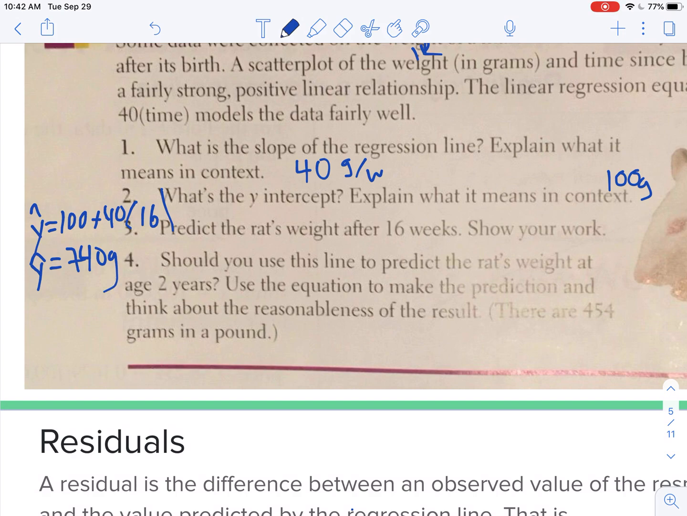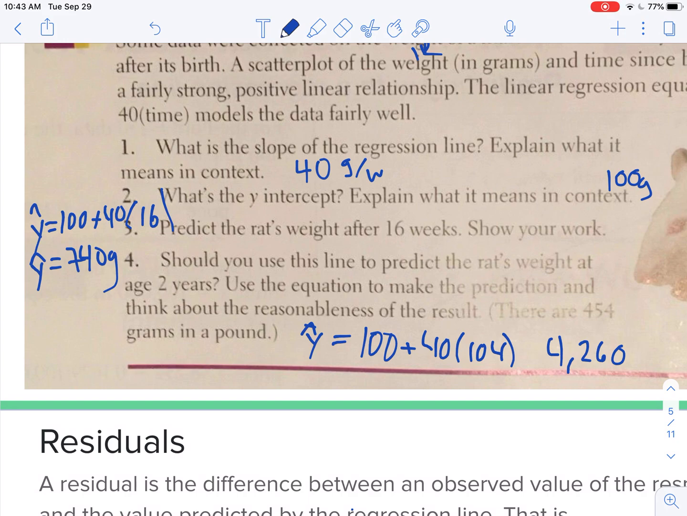And then should you use this line to predict the rat's weight at the age of 2 years? Use the equation to make a prediction and think about the reasonableness of this result. So 2 years, that's 52 weeks, that's 104 weeks. So we would be saying 100 grams plus 40 times 104 weeks. So 40 times 104 is 4,160, plus 100. So we'd be saying that this is 4,260 grams.